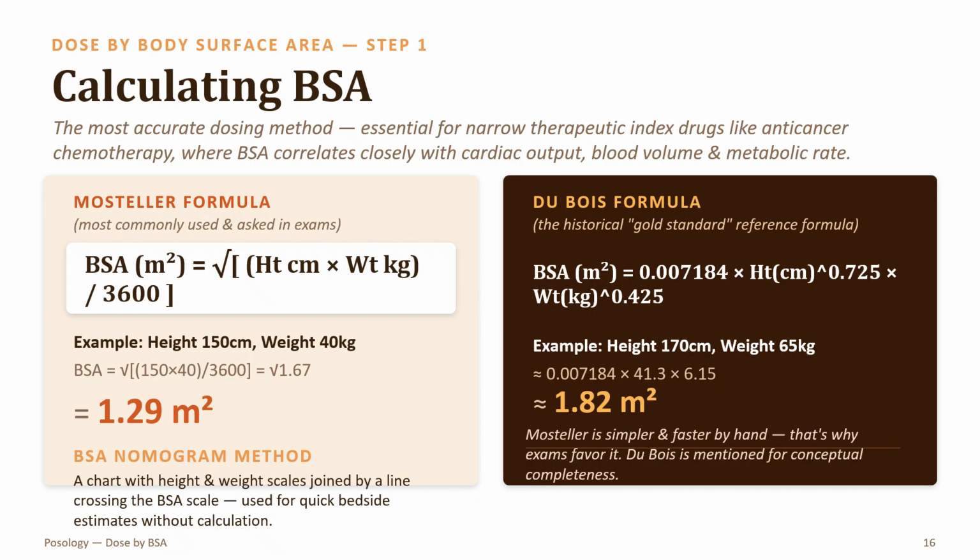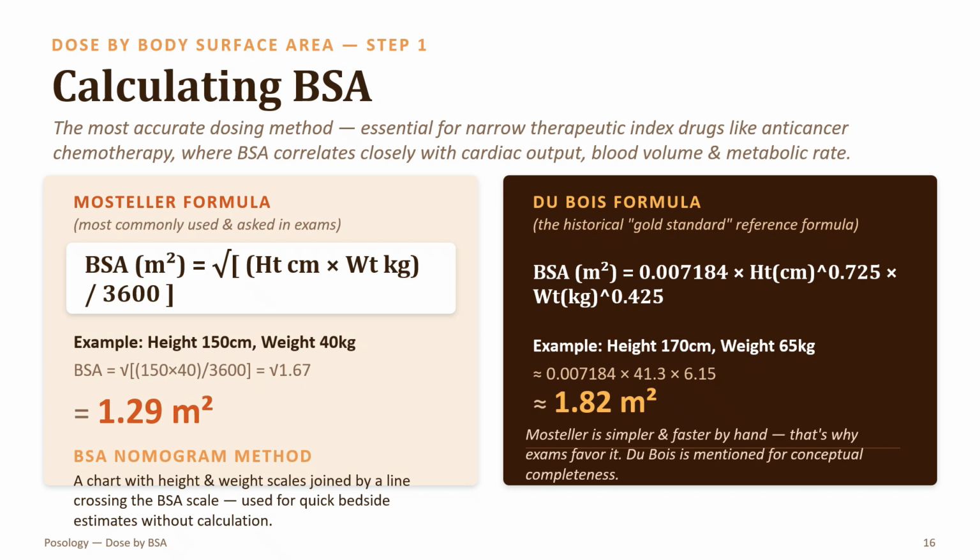Now we have the formula according to the body surface area. It is in two methods or two steps. This is the most accurate dosing method, essential for narrow therapeutic index drugs like anti-cancer chemotherapy, where body surface area correlates with the other factors of the body. Firstly, we have to apply the Mosteller formula to calculate the BSA, body surface area.